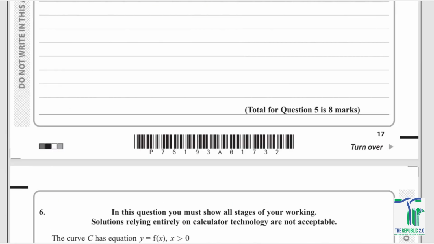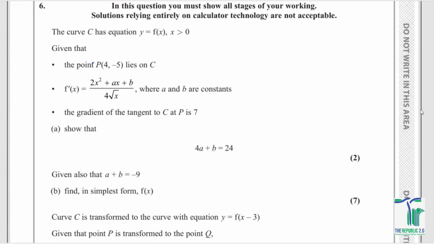Question number 6 says that the curve has equation y equals f of x, where x is greater than 0, given that the point P lies on the curve, and f dash x is 2x squared plus ax plus b divided by the 4th root of x, where a and b are constants. The gradient of the tangent at P is 7. So we're just going to plug that point P into this gradient, keep the gradient equal to 7, simplify that equation and see what comes up. We need to prove 4a plus b is equal to 24.